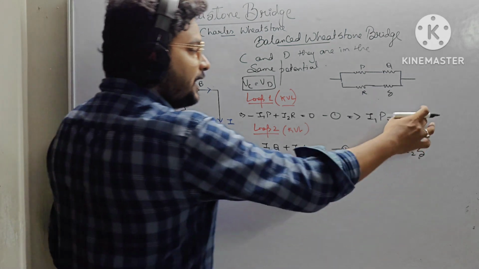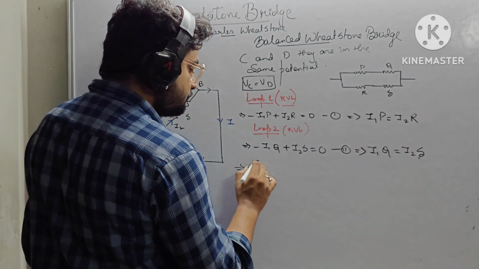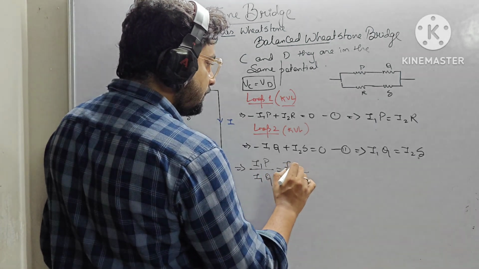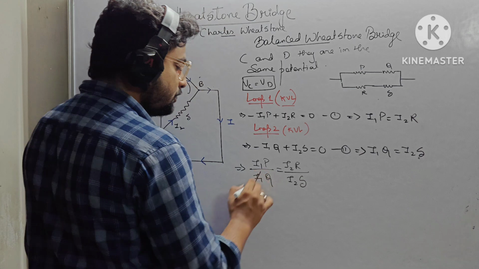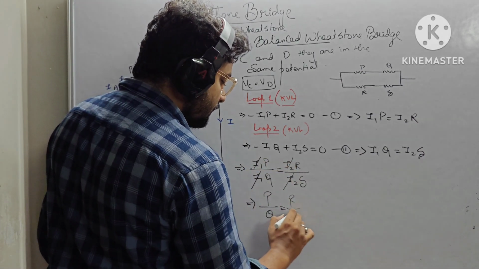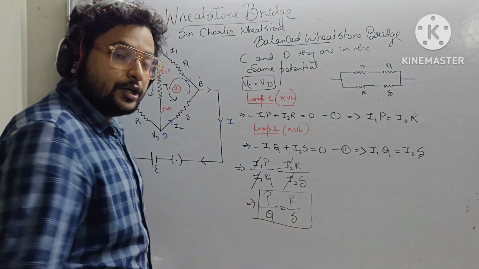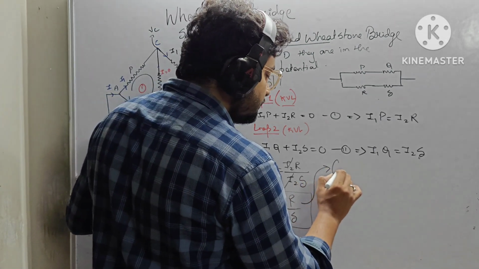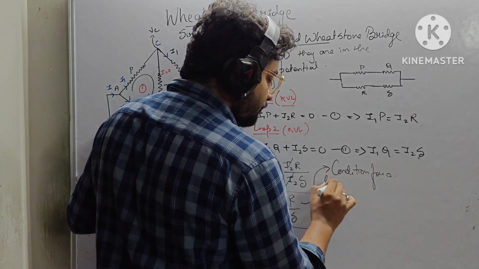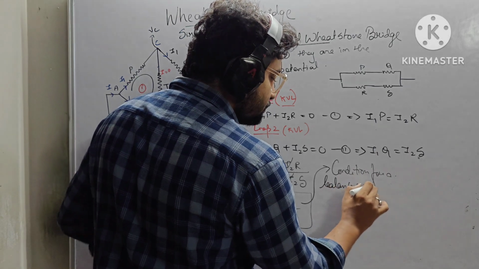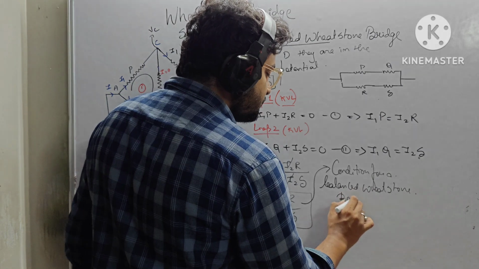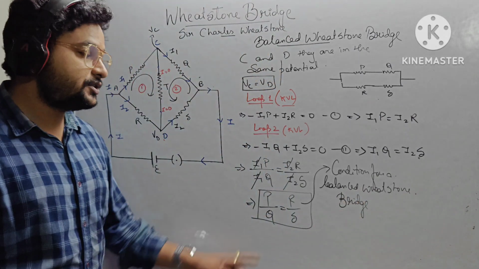If you divide these 2 equations, we will get I1P by I1Q equals I2R by I2S. So these will be cancelled, and P by Q will be equal to R by S. This is the condition for a balanced Wheatstone bridge. Please write it down.